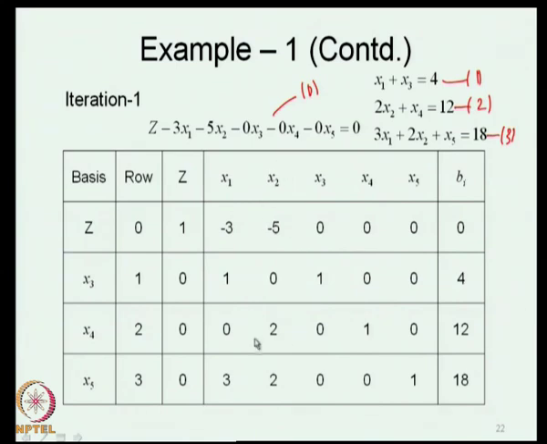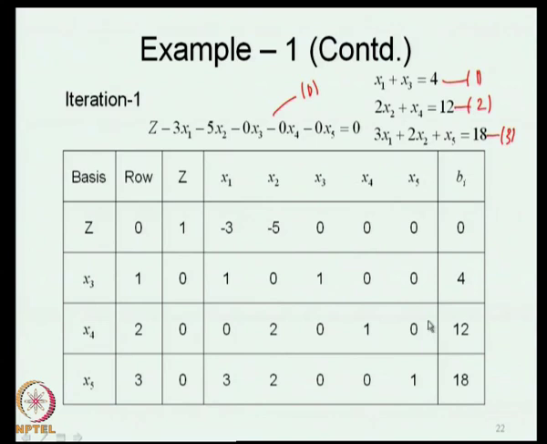So, that is how you write the coefficients of x 2. Similarly, x 3 has a coefficient of 0, then 1, 0 and 0. Similarly, x 4 has a coefficient of 0, and in row 1 it has 0, and in row 2 it has 1 and 0. X 5 has a coefficient of 0, 0, 0 and 1. So, this is how you write the coefficients of each of the variables.